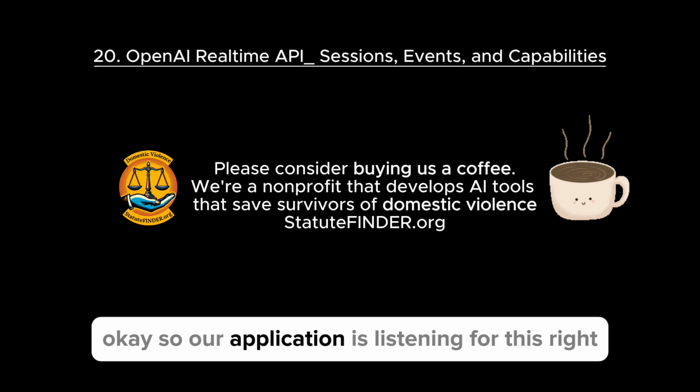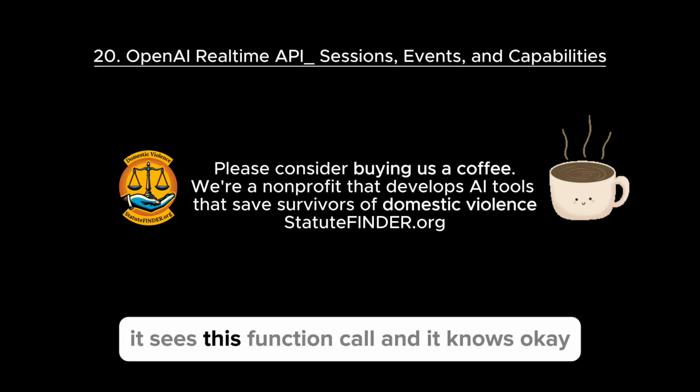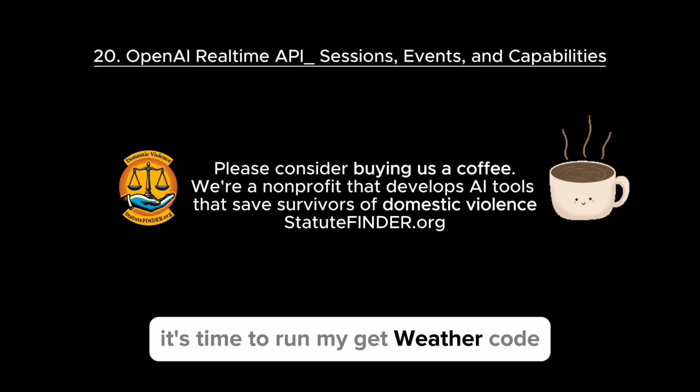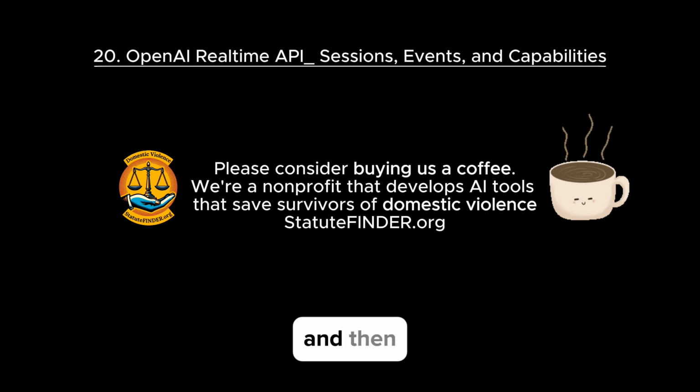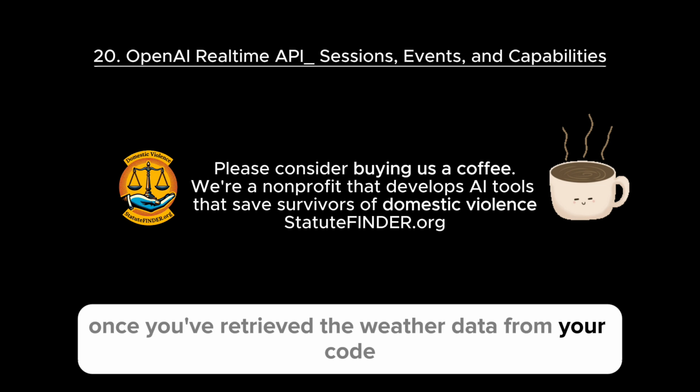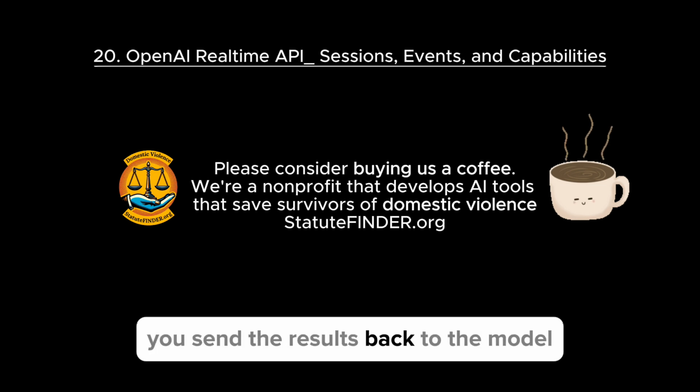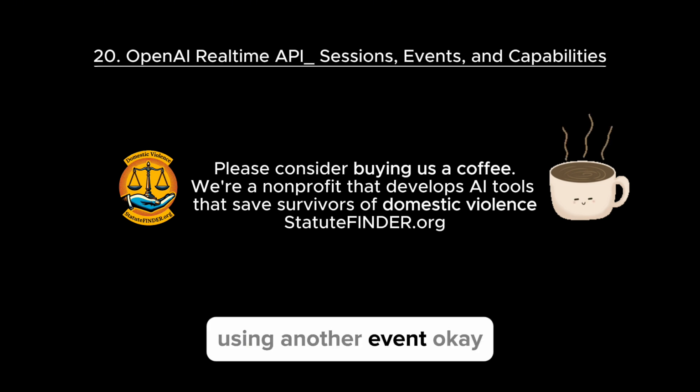So our application is listening for this. It sees this function call and it knows, okay, it's time to run my getWeather code. Exactly. The location is London. Get that weather information. And then once you've retrieved the weather data from your code, you send the results back to the model using another event.